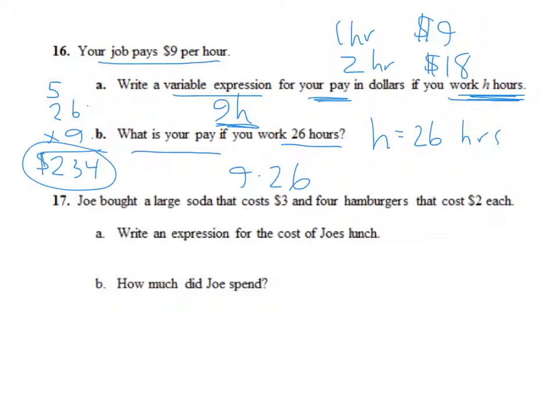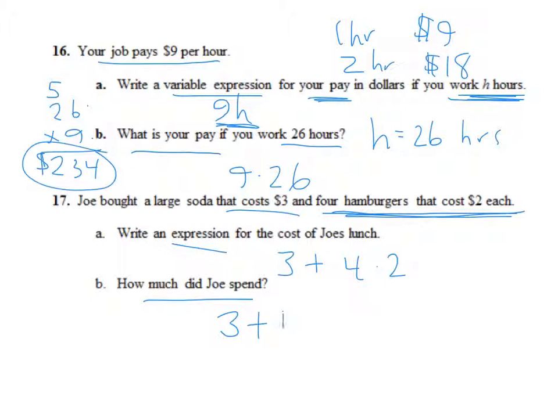And number 17, Joe bought a large soda that cost $3 and 4 hamburgers that cost $2 each. Write an expression, so it doesn't have to be a variable expression, for the cost of Joe's lunch. So he bought 1 soda that was $3, but then he bought 4 hamburgers at $2 each. So 4 times 2. So how much did he spend? Well, what is 3 plus 4 times 2? 4 times 2 is 8, so he spent $11 on lunch.